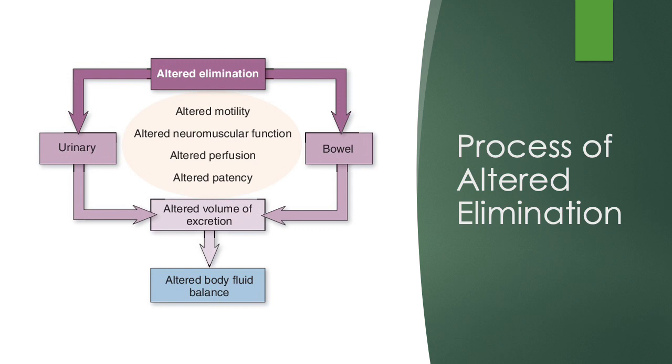This is an excellent concept map that describes the alterations in urinary and bowel elimination. As we've mentioned, both urinary and bowel elimination can have alterations in motility, neuromuscular function, perfusion, and patency.